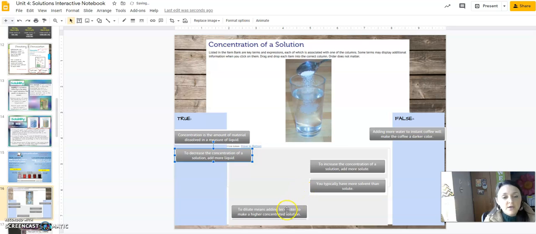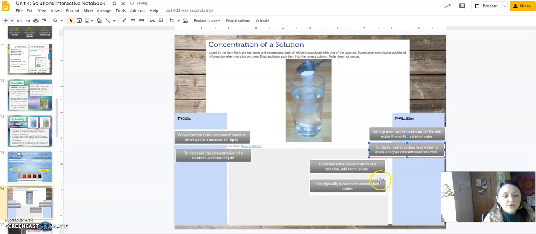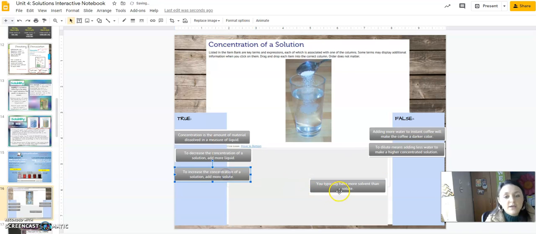We dilute it. To dilute means adding less water. No, dilute means adding more water. To increase the concentration, add more solute. Yes. And you typically have more solvent than solute. That is true.